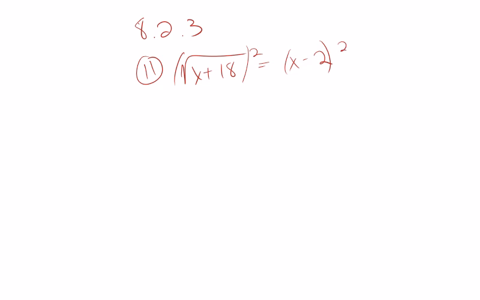So this is 8.2.3, number 11. And the problem is the square root of x plus 18 equals x minus 2. It's a little more complicated because over here we don't just have one number, we have a binomial. So I'm going to square both sides. So this x plus 18, this I need to square. Remember, this is actually x minus 2 times x minus 2.